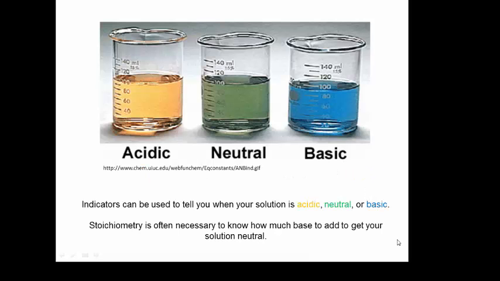There are chemical compounds that we call indicators that can be used to tell you whether your solution is acidic, neutral, or basic. So depending on what you're trying to accomplish, whether you want an acidic solution, a neutral solution, or a basic solution, these chemical compounds can change colors in order to tell you where you're at and where you need to go. For example, if you have an acidic solution that you need to neutralize, you want to add base. And a lot of the time, stoichiometry is necessary in order to know how much base to add to get your solution neutral. This is just one example. You could also be going in other directions.